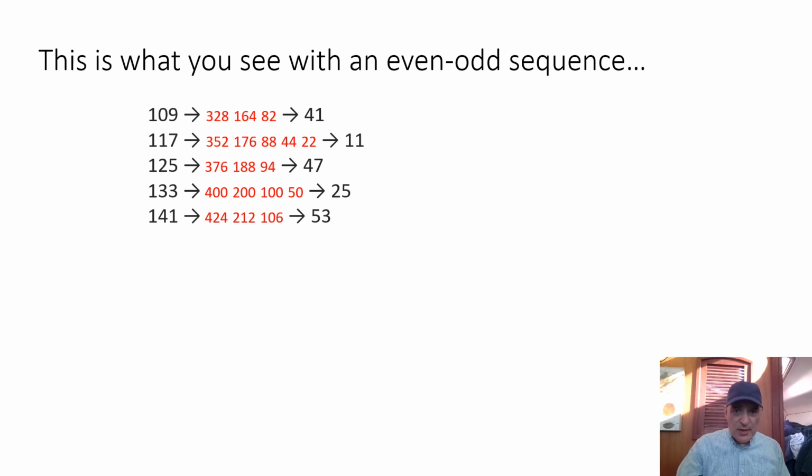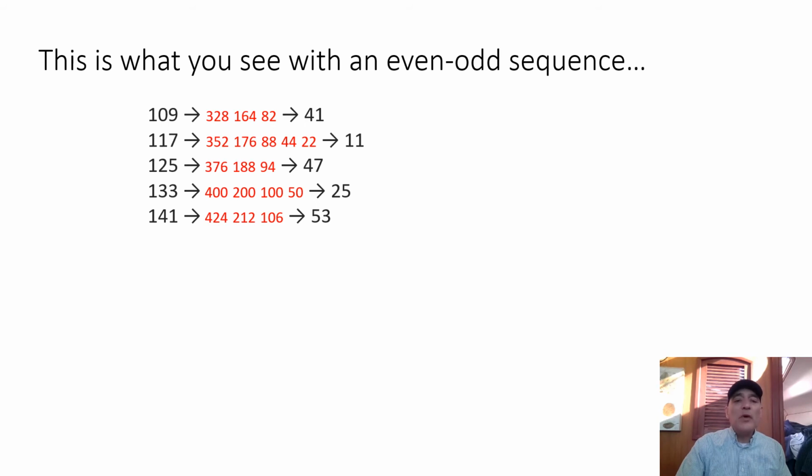So this is what you see with an even-odd sequence. You see each of these numbers on the left, and I'll put the laser pointer on, maybe it helps a little bit. It won't go on now. Unbelievable. Let's try one last time. No. So 109, 117, 125, 133, and 141, those are operation C numbers. They're congruence C, and the output is operation C.